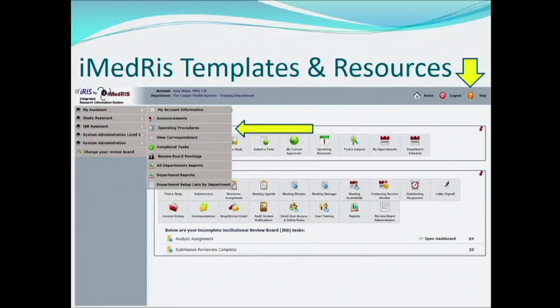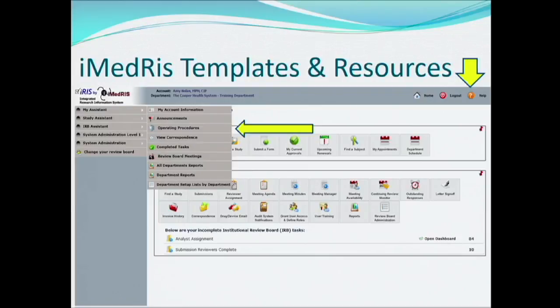Okay, so when you get your iMedris account, there are a number of different resources that you can use that are in our system. There are two ways to access it. There's the operating procedures page that you can access here, or, since we just upgraded recently to 10.3.1, there's this help button up at the top that you can also use to access the operating procedures page.